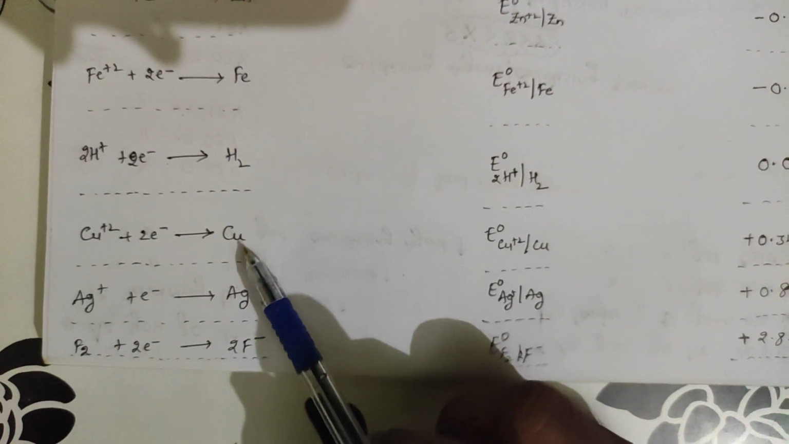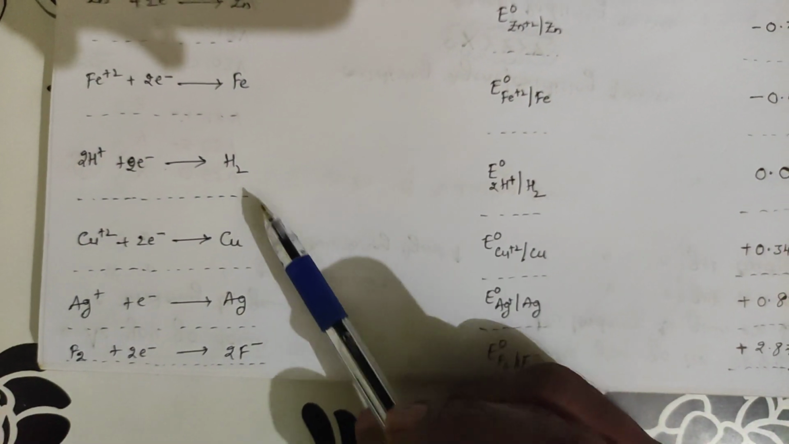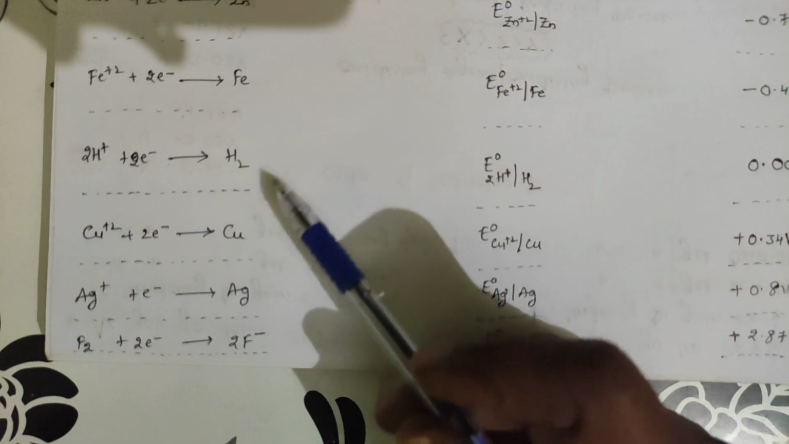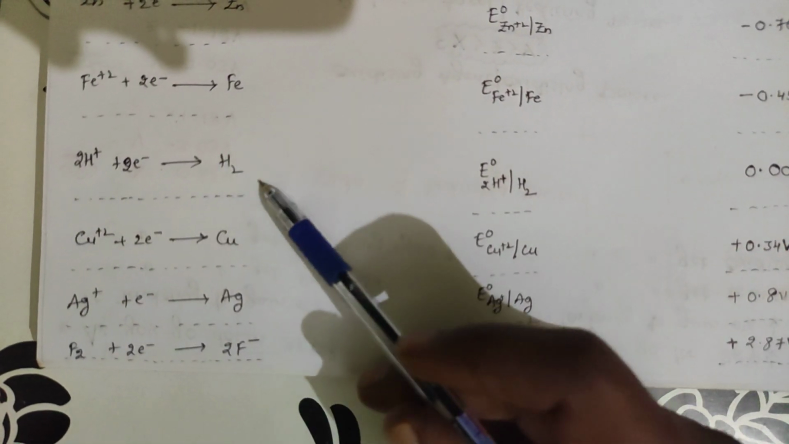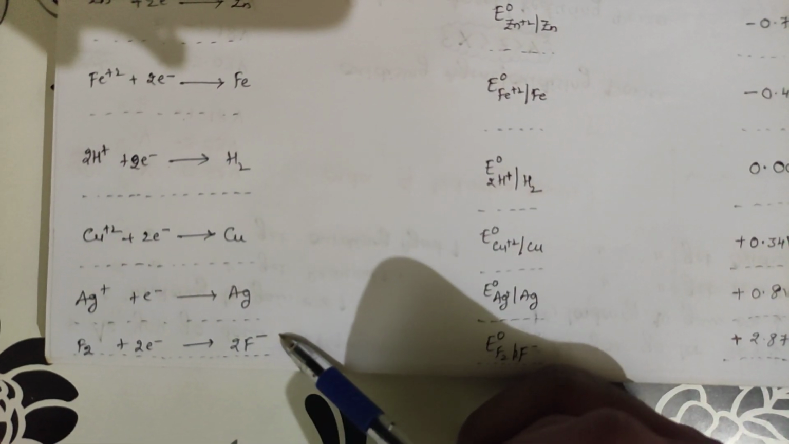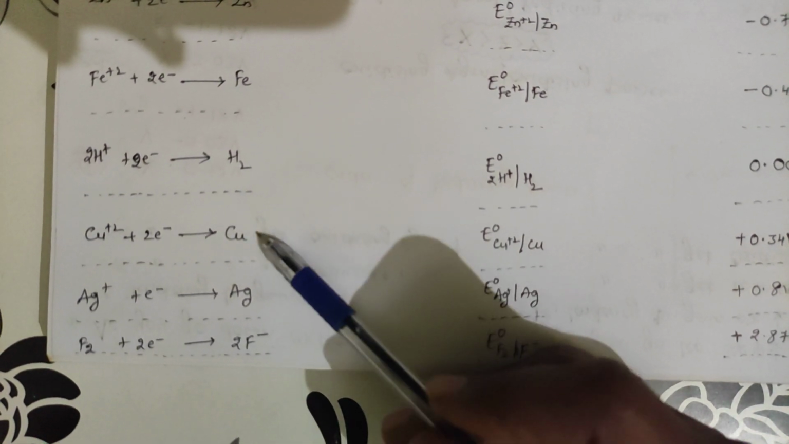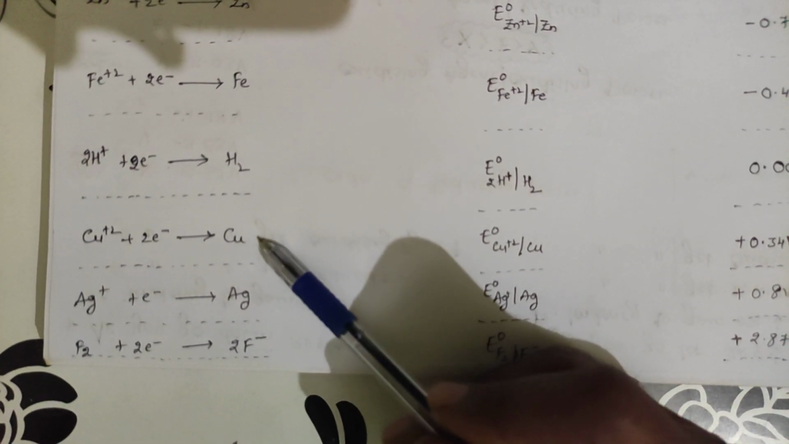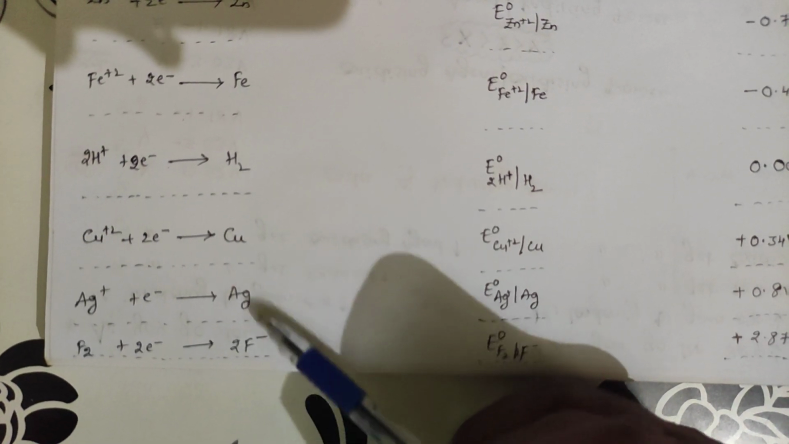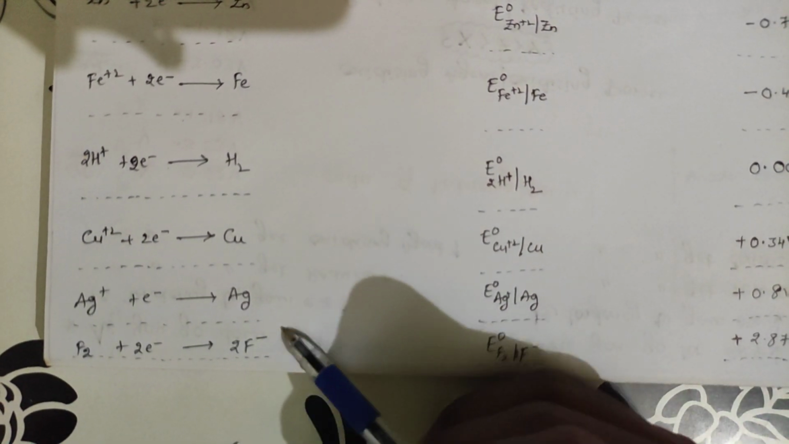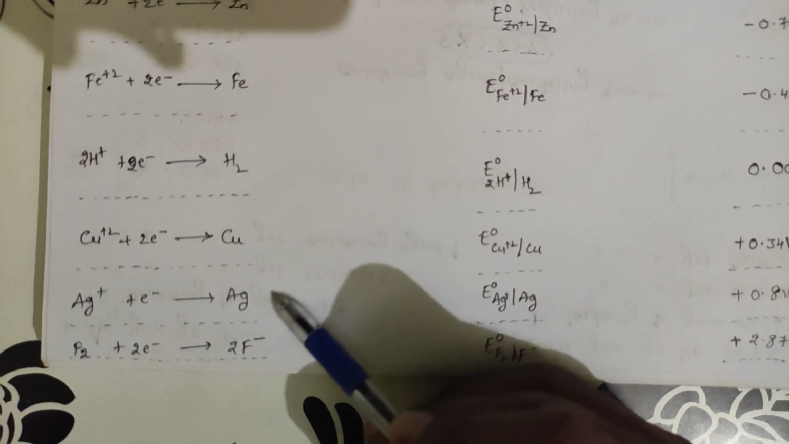If you compare hydrogen with this one, hydrogen also undergoes oxidation. If you compare hydrogen with Ag, hydrogen will undergo oxidation. Hydrogen with fluorine, hydrogen will undergo oxidation and fluorine will undergo reduction. Among these two, this one will undergo reduction and this one will undergo oxidation. Among these two, this one will undergo oxidation and this is reduction.